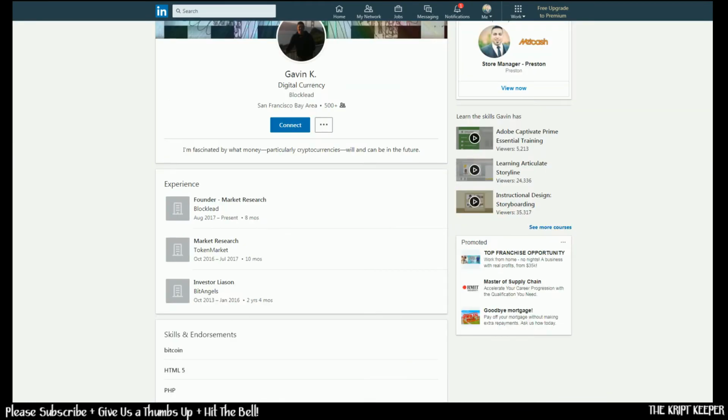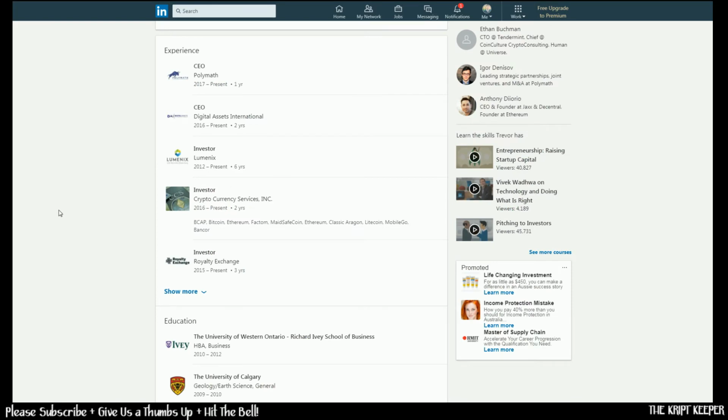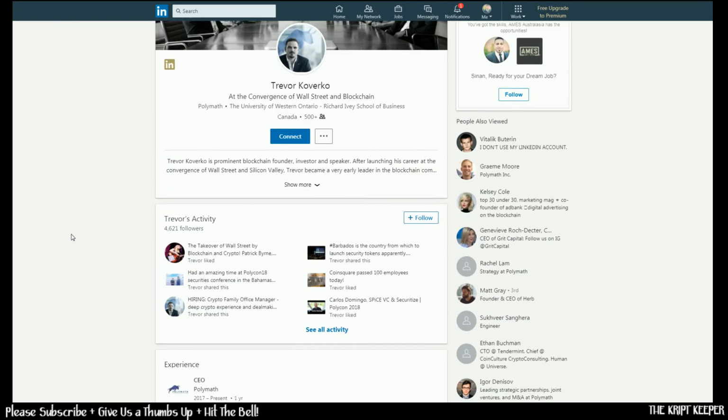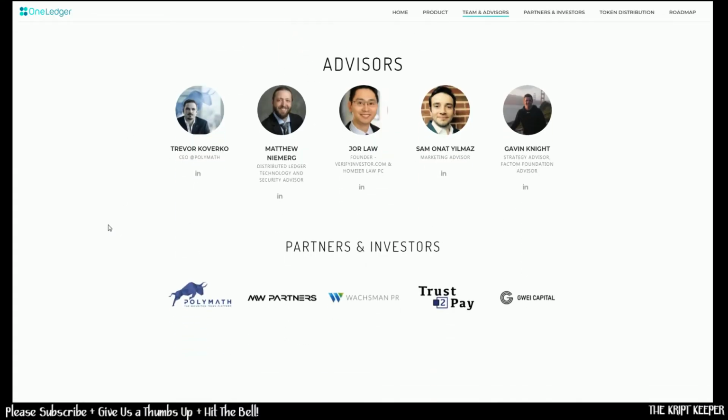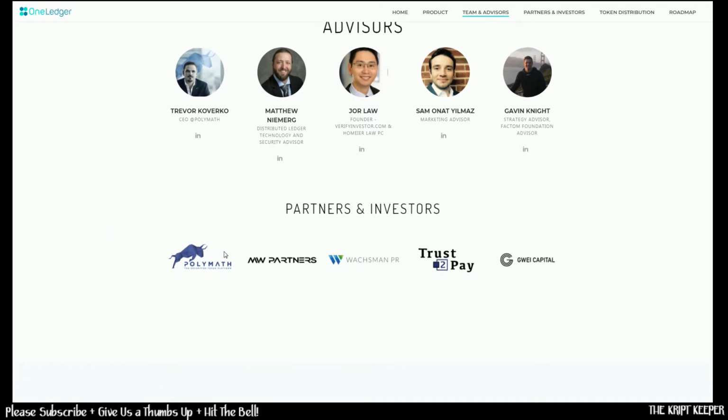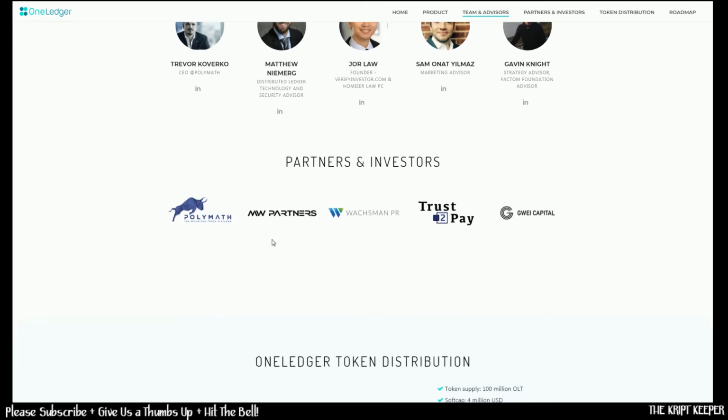So look, in terms of their advisors, guys, Trevor is the only one that's going to generate a point for us. So let's go ahead and pop that into the advisors section. 1 there. Okay, let's continue down their page. Partners and investors. So, of course, Polymath, Trevor being the CEO, is a partner. MW Partners, Washman, Trust to Pay.